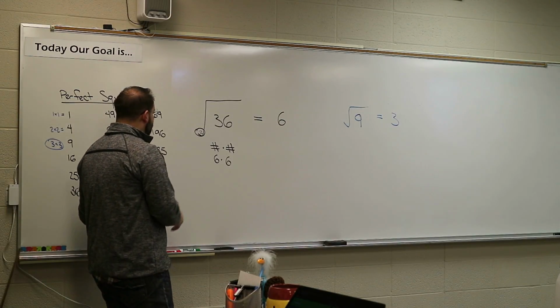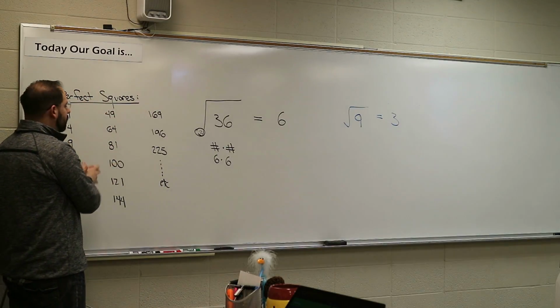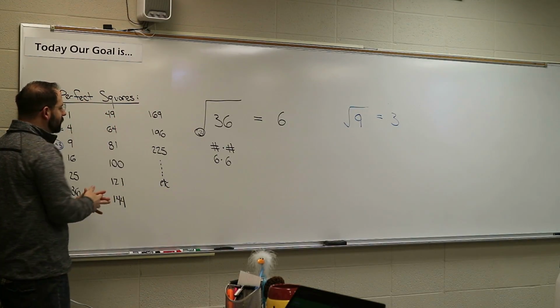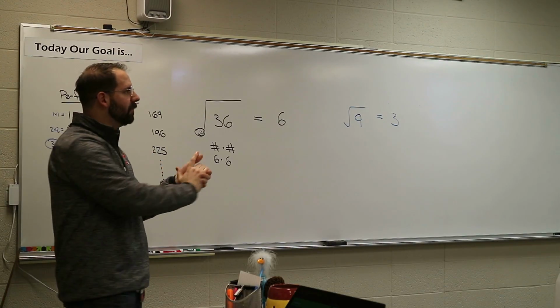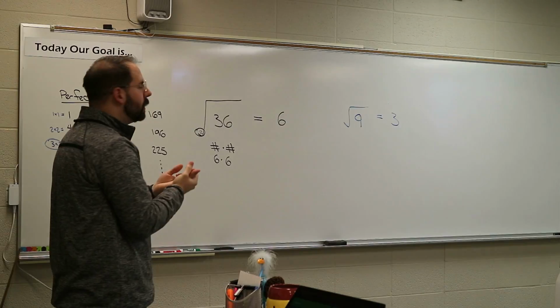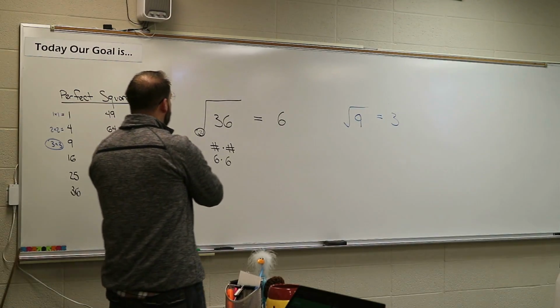Now, if you're not into that, where you like to look at this perfect square list, these are the only numbers, and there's more, but these are the only numbers that give you perfect whole numbers. Everything else will give you a crazy decimal, like irrational. Okay? So, how you could do this.